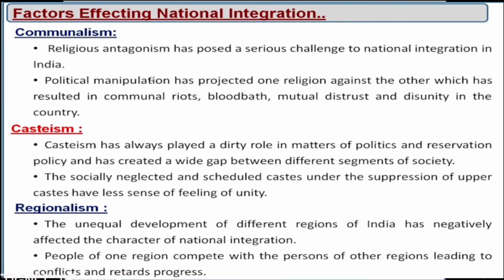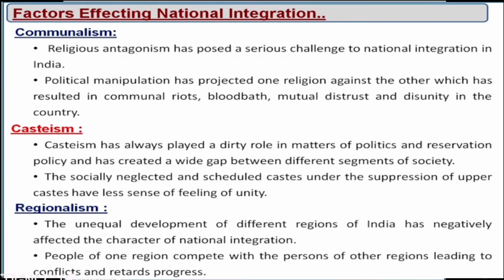Another major factor is casteism. Casteism has always played a dirty role in matters of politics and reservation policy and has created a wide gap between different segments of society.